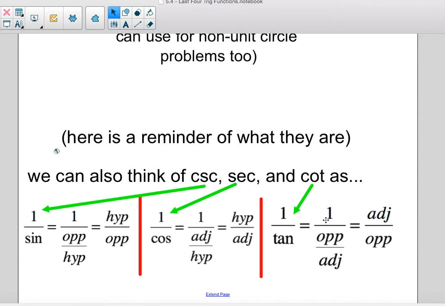And then with tangent, 1 over y over x. So tangent is opposite over adjacent. Y divided by x. 1 over that is just going to be x over y. And that's kind of how I want you to think of it in trig. Instead of hypotenuses and opposites and adjacents, think of it in terms of x's and y's, and r's for hypotenuse.